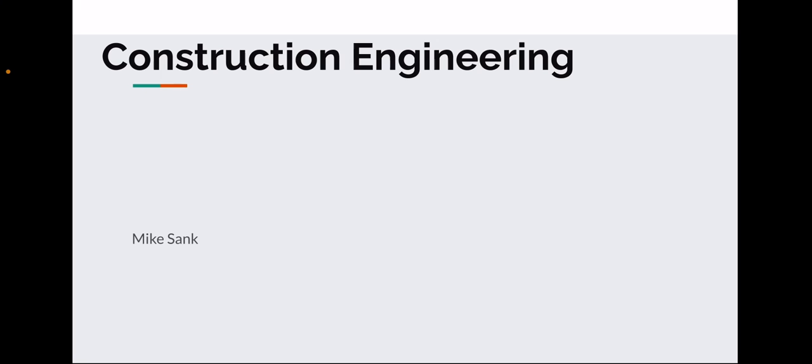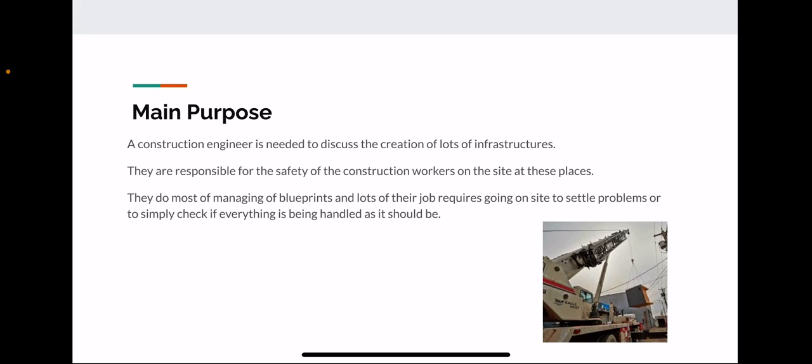I had construction engineering. I chose construction engineering for my discipline of engineering project, and I'm here to tell you guys about it. The main purpose is to build infrastructure: houses, buildings, skyscrapers, bridges, dams, things such as airports, really any infrastructure that looks man-made or would require construction to be built.